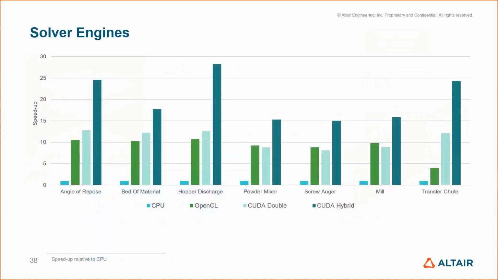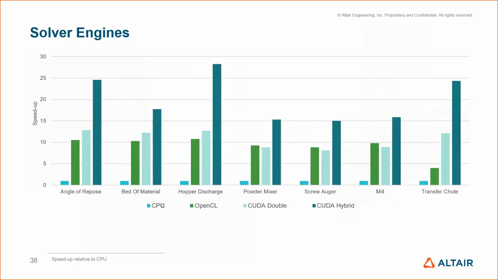So here's a graph of a few simulations, each run with 1 million particles. It's scaled so that 12 CPUs is representing a value of 1, and the rest of the graphs are scaled based on this. The OpenCL solver provides approximately 10 times speed up in a lot of the cases, whereas the latest CUDA solver provides 25 to even 30 times faster than the 12 CPUs.